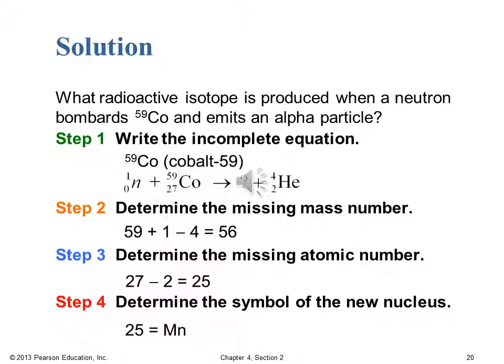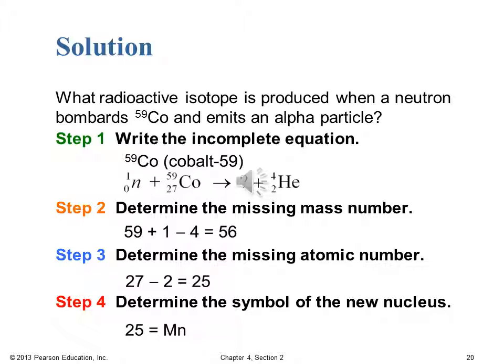Okay, so here we have the incomplete nuclear equation. We have that neutron, lowercase n with a superscript 1, subscript 0, that precedes it, plus our information on our cobalt-59, obviously cobalt element 27, so we show the 27 as the subscript that precedes it, 59 for the particular isotope of cobalt we're interested in. That gives rise to some unknown product along with an alpha particle.